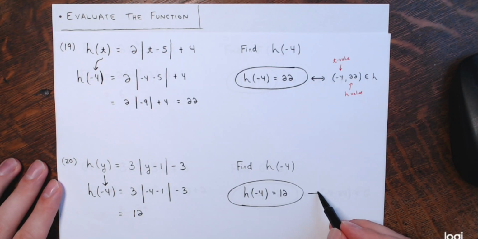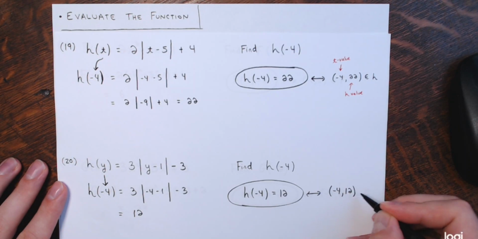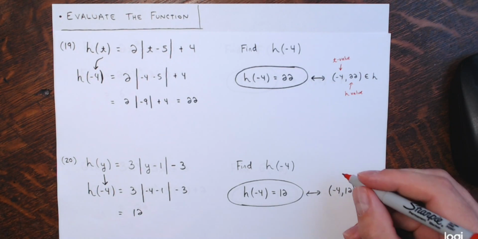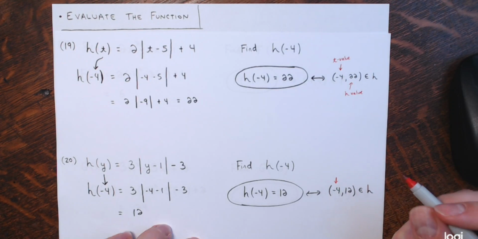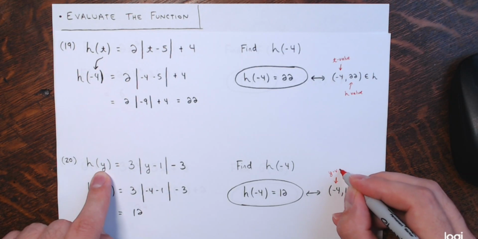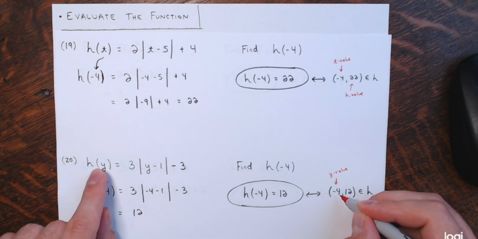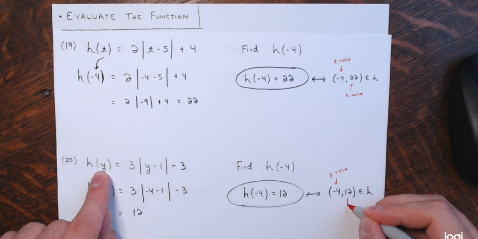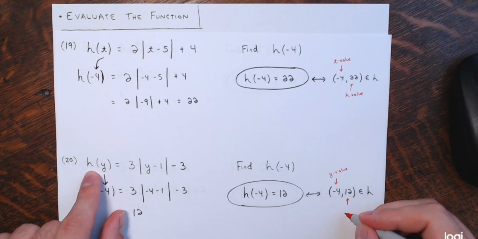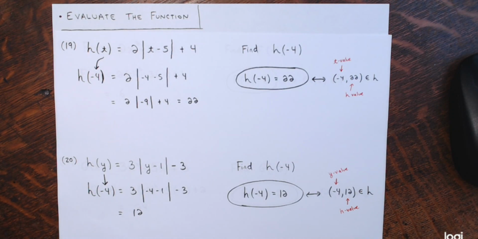And again, an equivalent statement to this would be that the ordered pair -4, 12 belongs to this function called little h. A huge difference here is that the first coordinate for this function, the way it's set up, would be the y value. I know it's weird looking, but whatever the input is, that's the first coordinate, and here the input variable is y. So the second coordinate I'm not going to also call the y value. I'm just going to call it the name of the function, the h value. So just be careful.